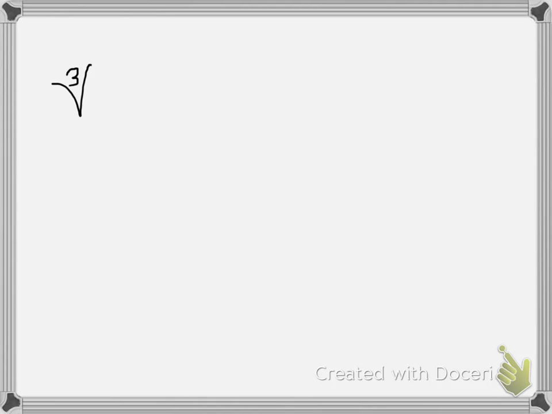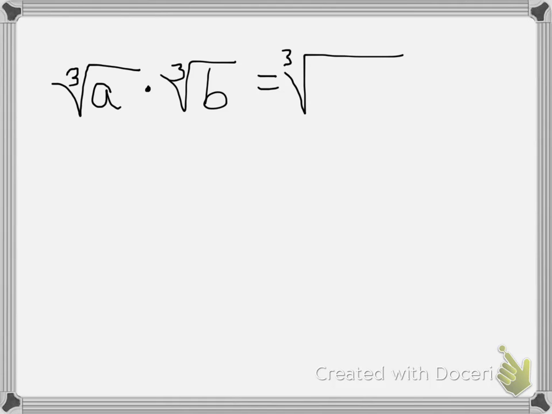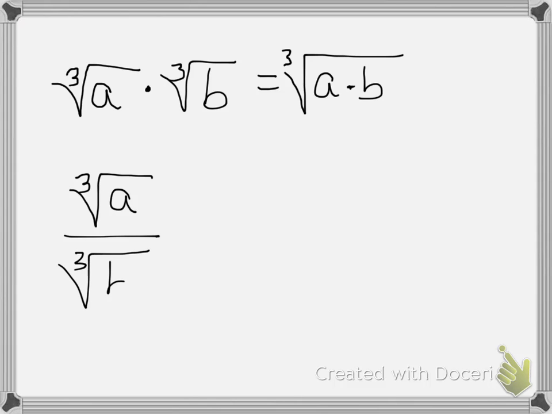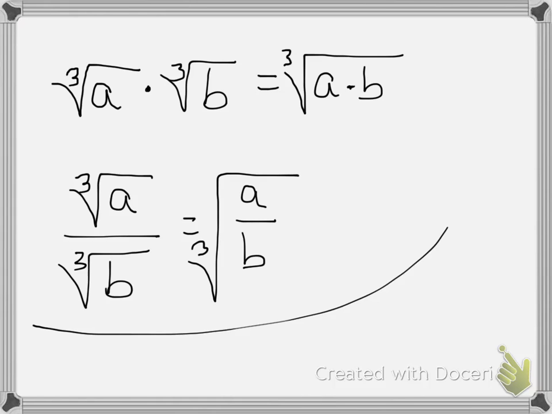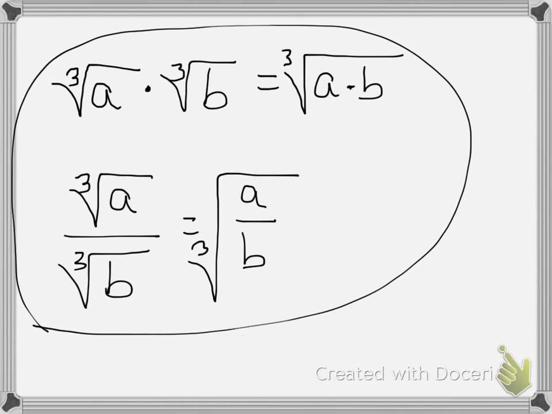Like if I took the 3rd root of A and I multiplied it by the 3rd root of B, you need to understand that that's okay to say the 3rd root of A times B. Or if I took the 3rd root of A and divided it by the 3rd root of B, that's the same thing as taking the cubed root of A over B. So basically this is the part that I want you understanding right now. So let's try a few other examples.